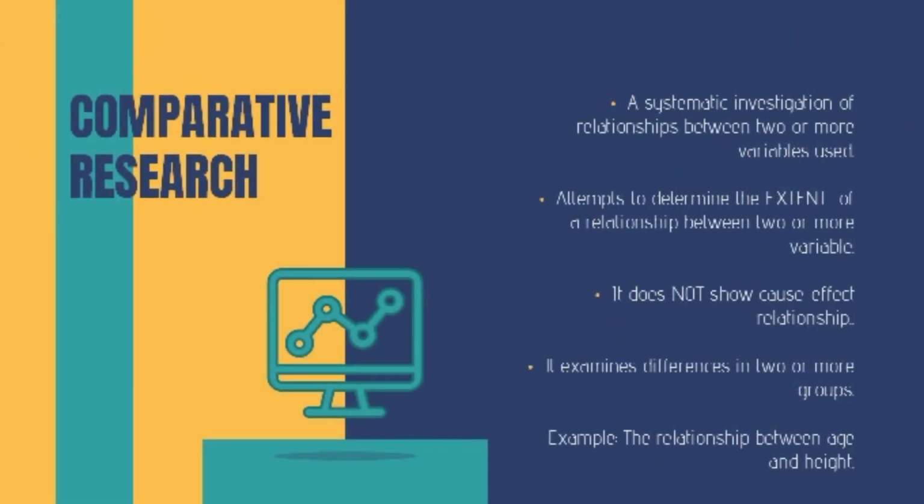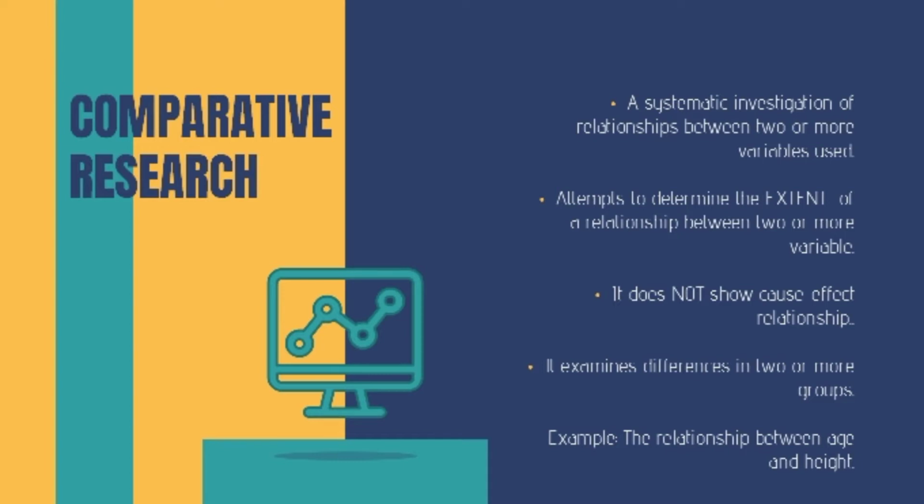It is a systematic investigation of relationships between two or more variables used. It attempts to determine the extent of a relationship between two or more variables. Remember that it also does not show cause and effect relationship, but rather we only get the association of the variables. Also, it examines the differences in two or more groups.